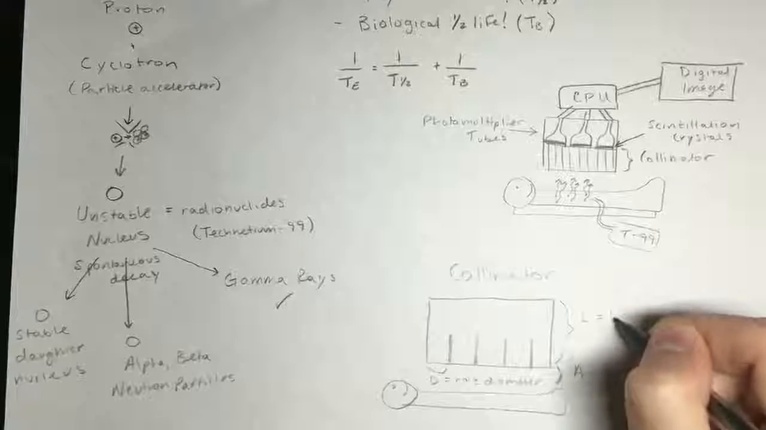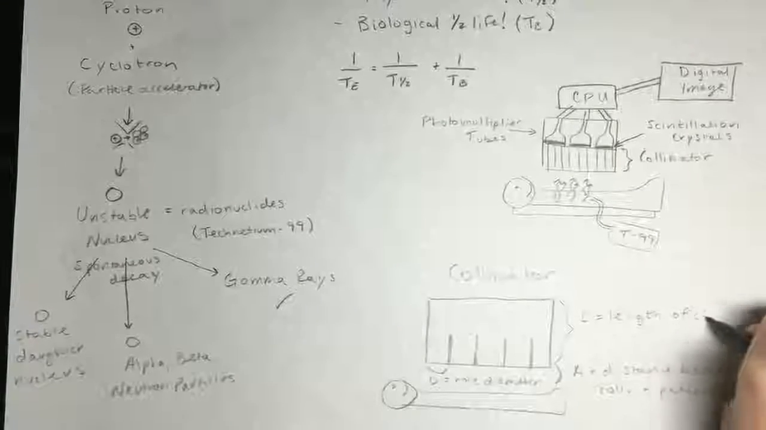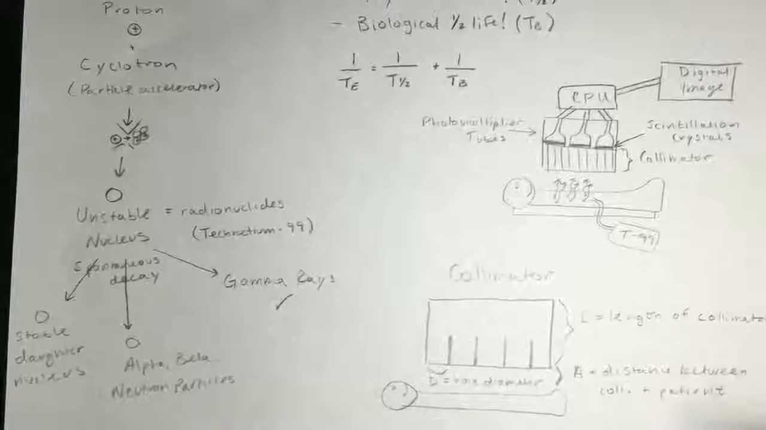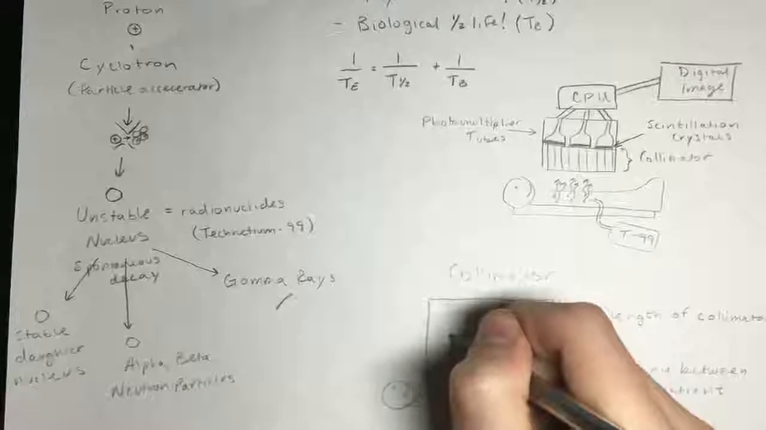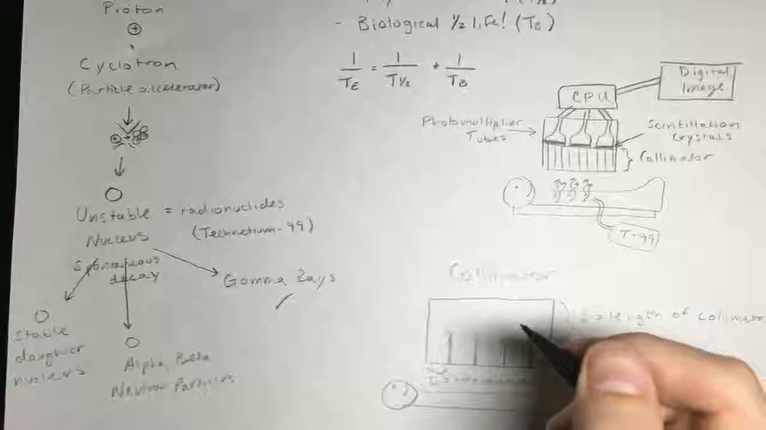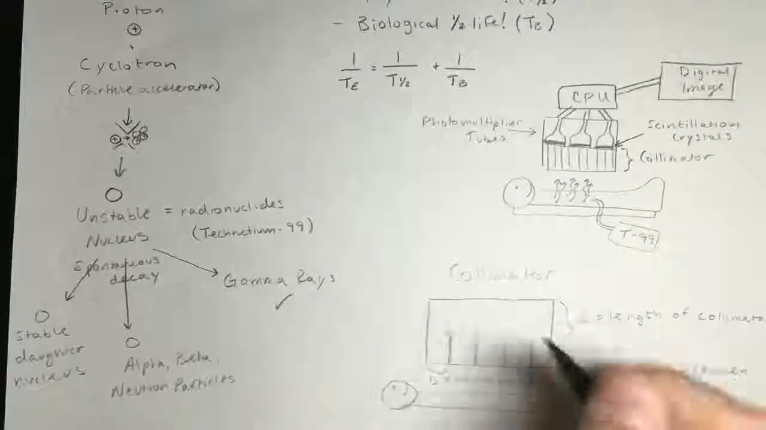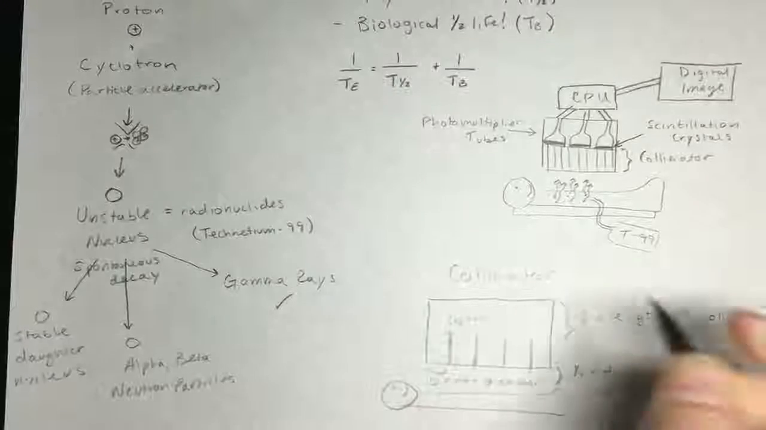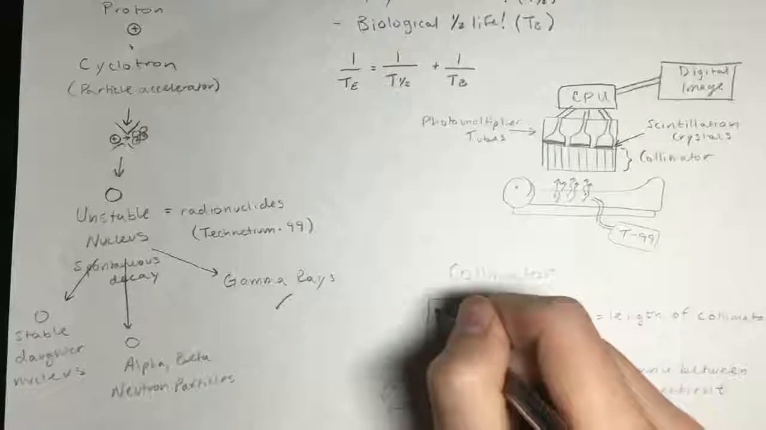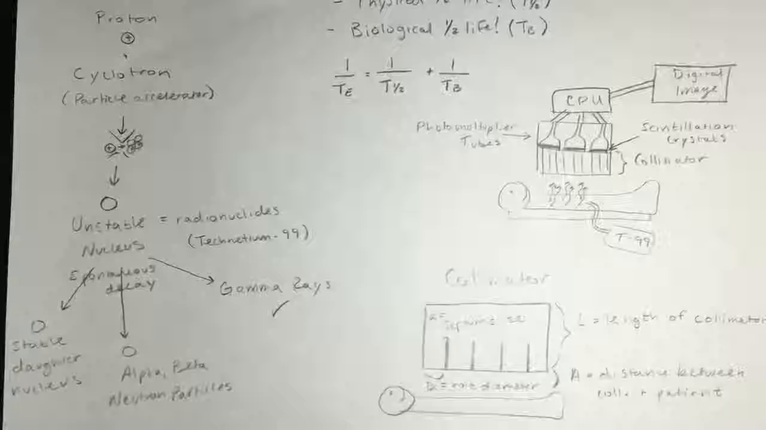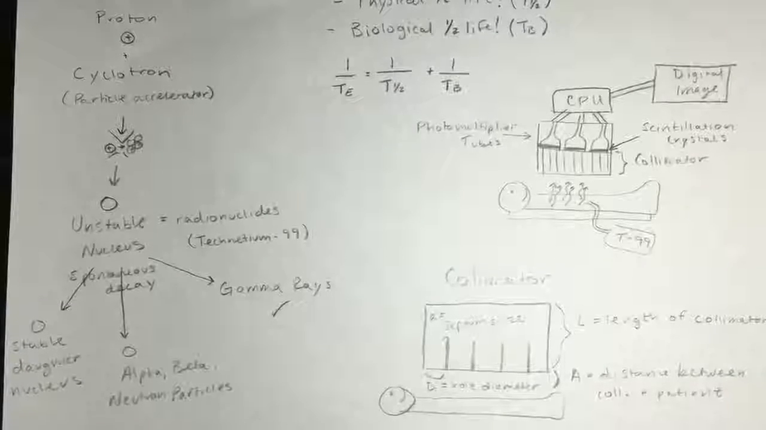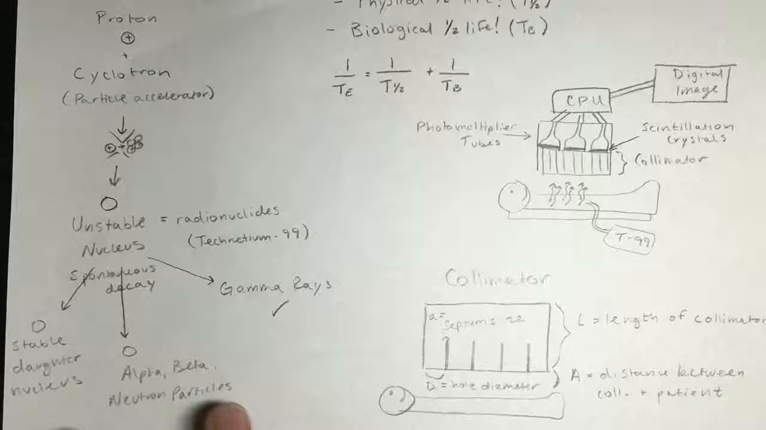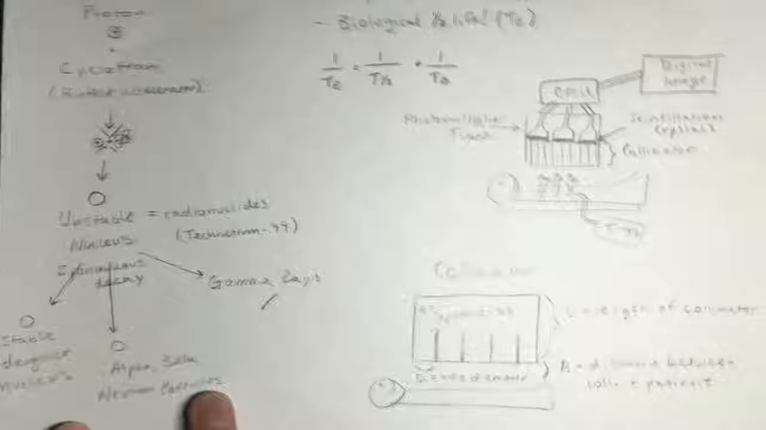We also have the septum size of the collimator itself, which needs to increase to improve the spatial resolution and decrease mixing. The length of the collimator needs to increase in order to increase spatial resolution. And the diameter of the collimator holes needs to decrease to increase spatial resolution. Overall, spatial resolution of a gamma camera is 7 millimeters, which is much less than X-ray and CT.